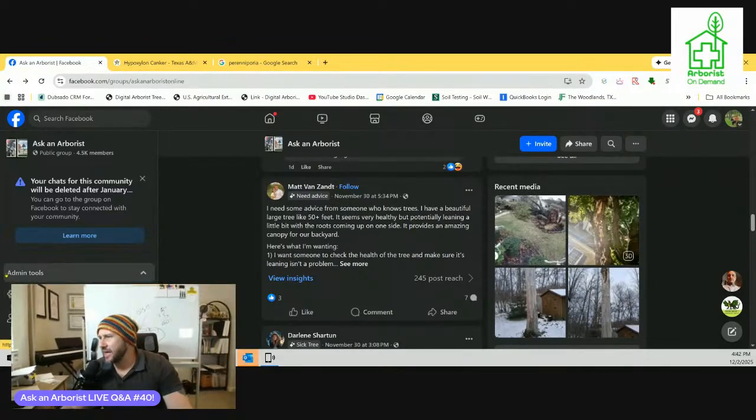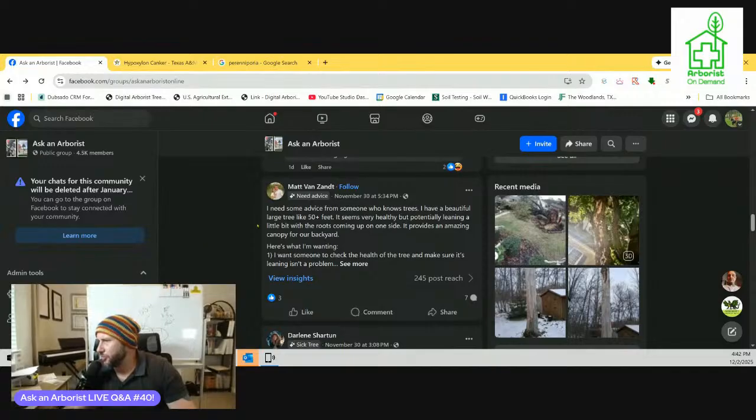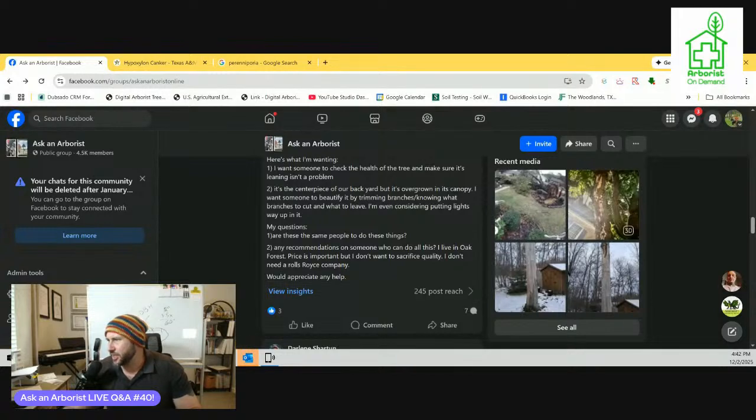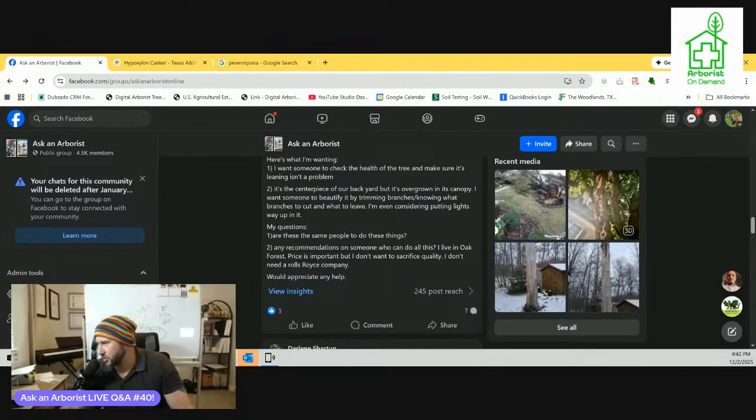Matt Van Zandt: I need advice on someone who knows trees. I have a beautiful large tree, like 50 plus feet. It seems very healthy, but potentially leaning a little bit with the roots coming up on one side. Provides an amazing canopy for a backyard. I want somebody to check the health of the tree and make sure its leaning isn't a problem. It's the centerpiece of our backyard, but it's overgrown in its canopy. I want somebody to beautify by trimming branches and knowing what branches to cut and what to leave. I'm even considering putting lights way up in it.